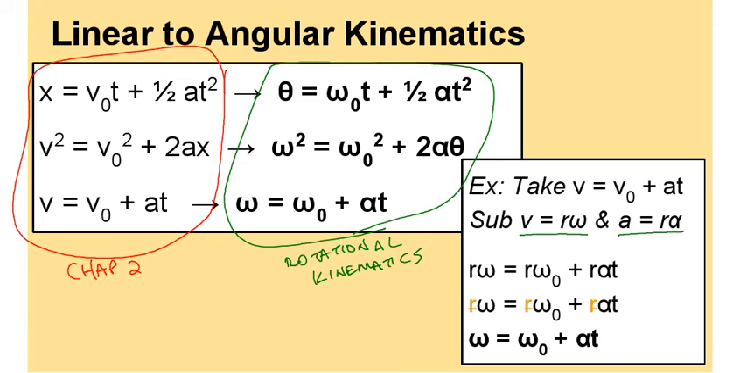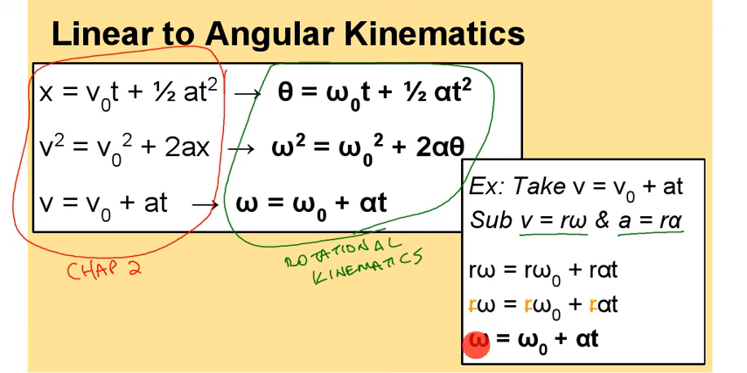So if we simply take those substitutions, we're starting with this formula, v equals v naught plus at. v is equal to r omega. So if I pick up r omega and put it right there, and an r omega naught right there, and an r alpha right there, then I would end up with this expression, r omega equals r omega naught plus r alpha t. And then you can see that there's an r in every term, so those are going to cancel out, and I end up with this expression right there.